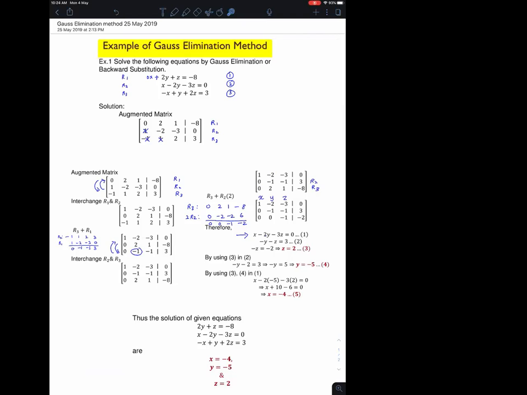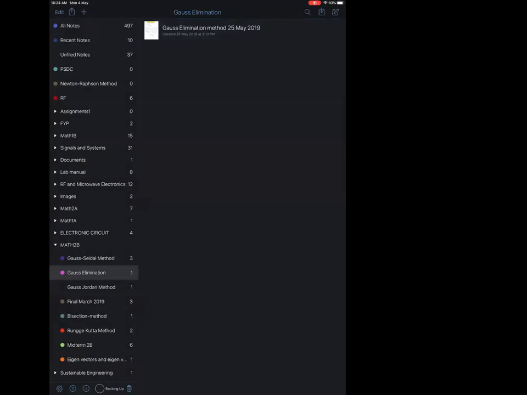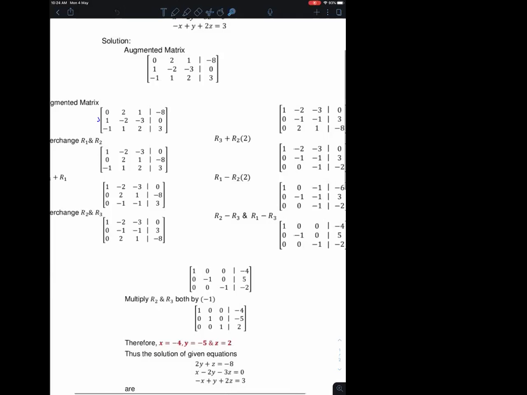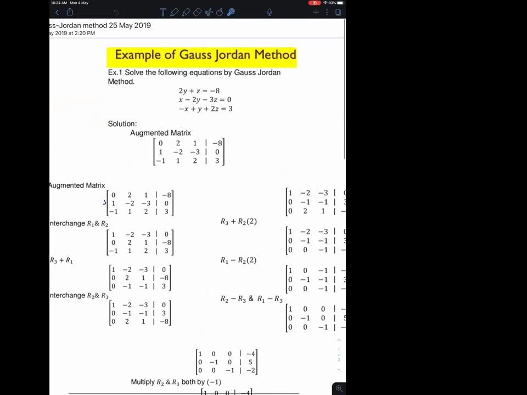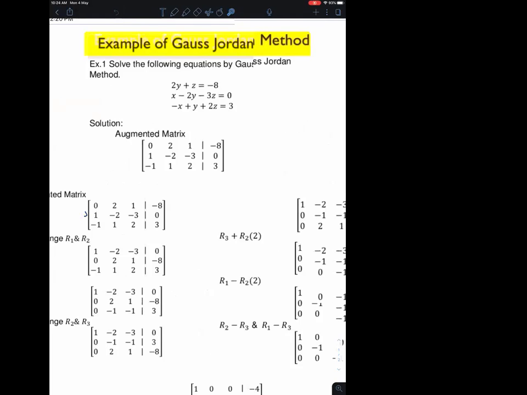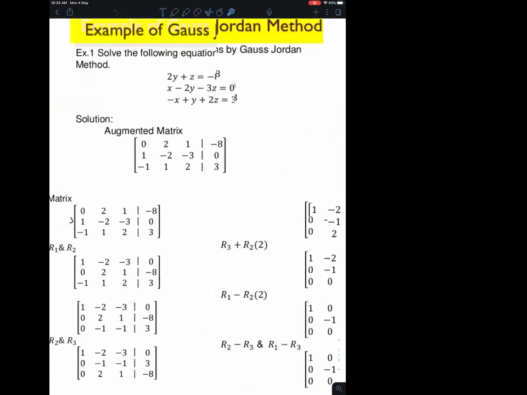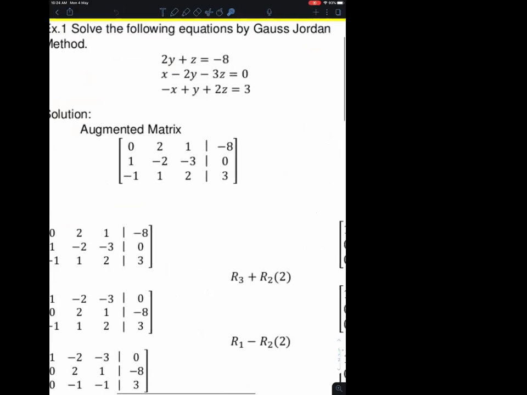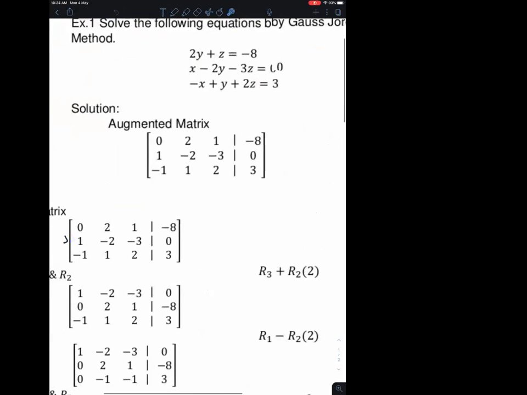This is also very short. The next one is called the Gauss-Jordan method. In Gauss-Jordan method, same kind of deal. First, you form the augmented matrix. So you know how to do that, right? Augmented matrix.